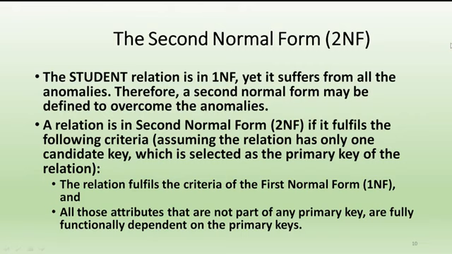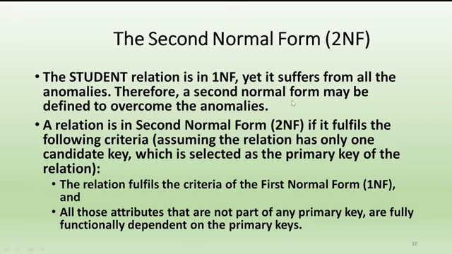And what we see in this relation is that there are a lot of redundancy related problems. What are redundancy related problems? Let me repeat: the update anomaly, the insertion anomaly, and the deletion anomaly. So all three problems exist. So what should we do now? Obviously, we would like to convert it to the next normal form, and that is called the second normal form. Alright, the student relation is in 1NF, yet it suffers from all anomalies.